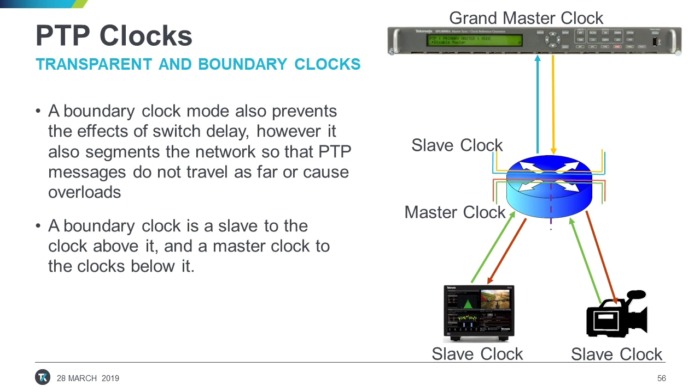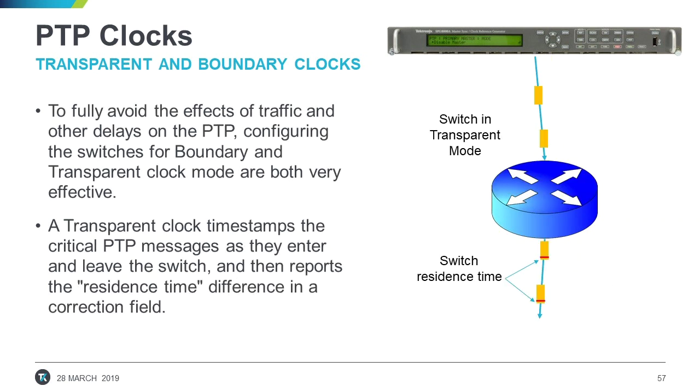A transparent clock is going to get the PTP messages, and all it's going to do is put a value of the time that it calculated that this packet sat inside of that switch, traversing the innards of that switch. So that's why they call it transparent, because time-wise, it's transparent to the network.